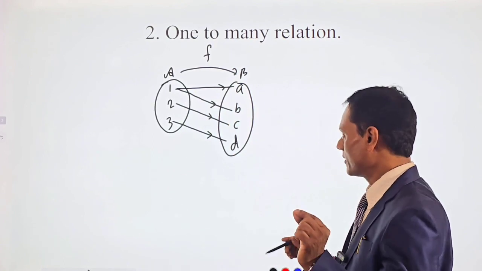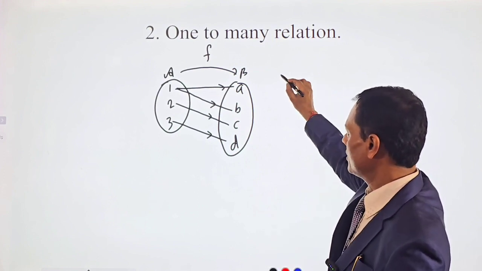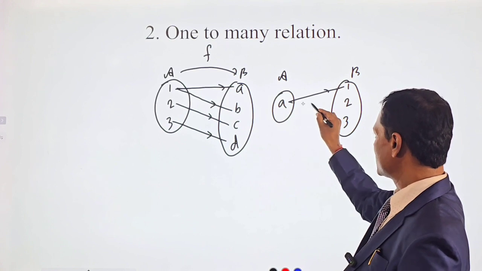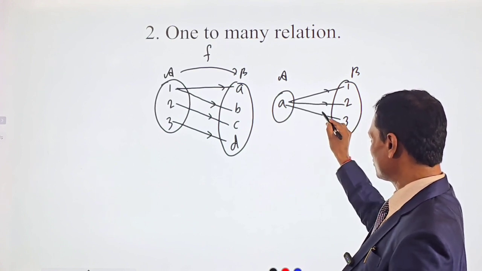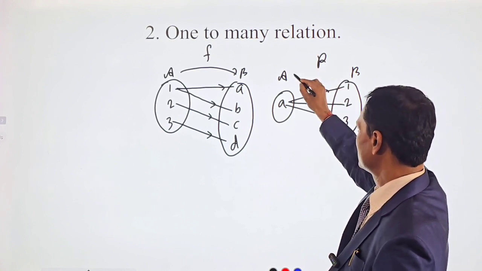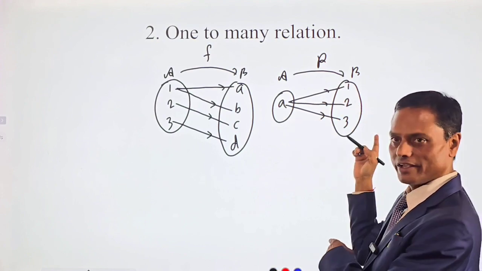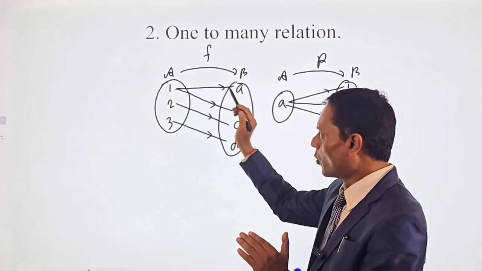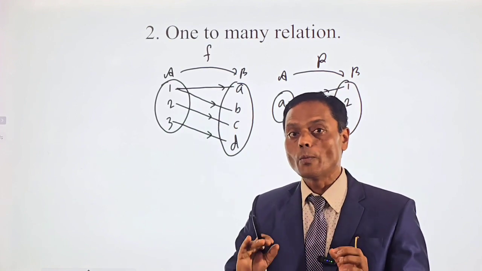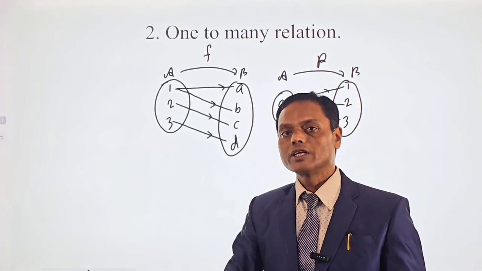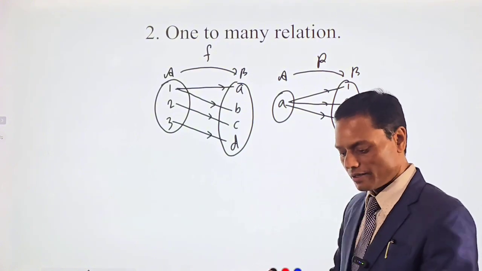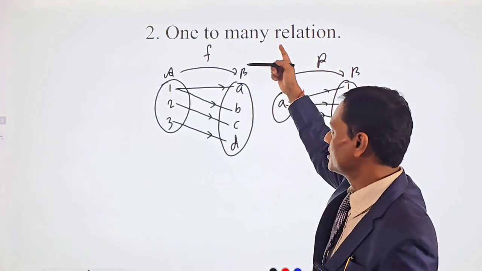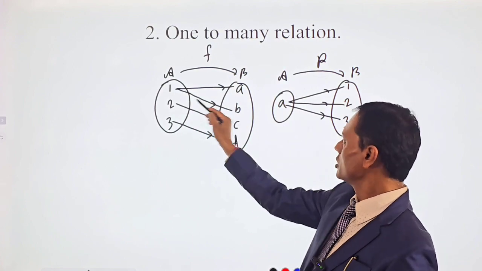Let's have another example here also. Let me have here A and B. So A is mapped to 1, A is mapped to 2, and A is mapped to 3. So it's a relation. So we can say that it is one-to-many, right? So how to define it? If one element of the set A is mapped to two or more than two elements of the set B, then such type of relations are called one-to-many relation.